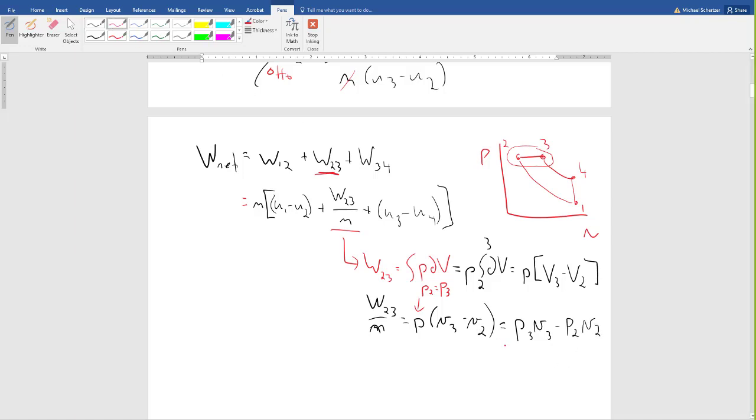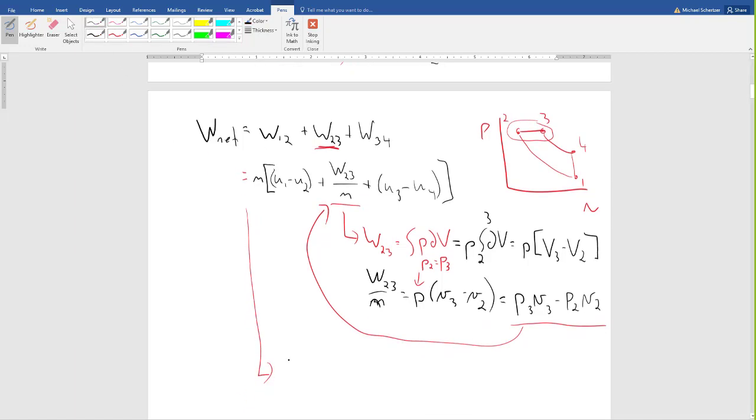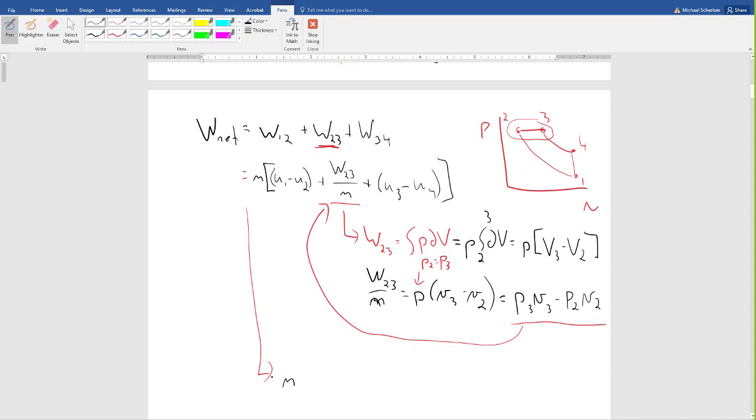Now, if I mess this up, I'm going to make a sign mistake. But I think if I trust the first law like I've been doing, I'll get it right. So let's see. This is going to be the mass times everything. Right now it's U1 minus U2 plus P3 V3 minus P2 V2, plus U3 minus U4. Right now I have things separated by what the process is.